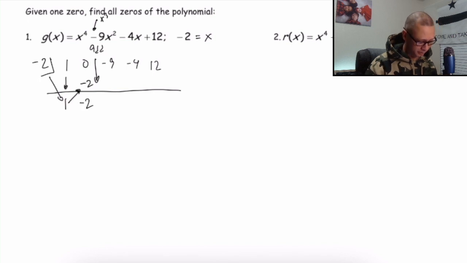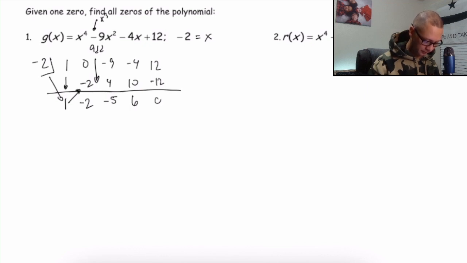And you start the process all over again. -2 times -2 is +4, plus -9, -5, times -2, 10, plus -4, 6, times -2, -12. And we get 0. Okay, and that was expected because they told us that it was a 0.